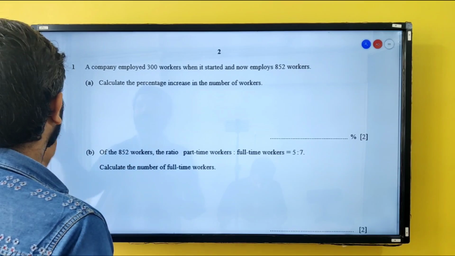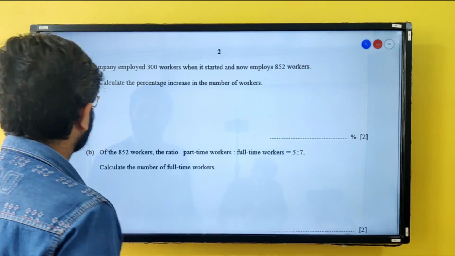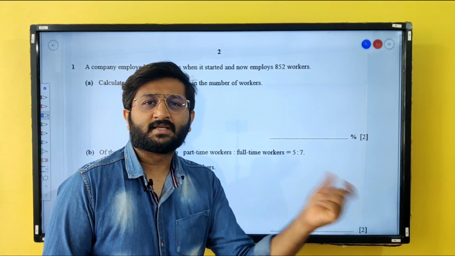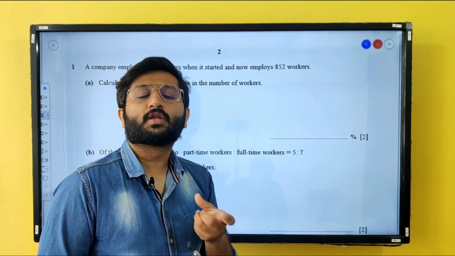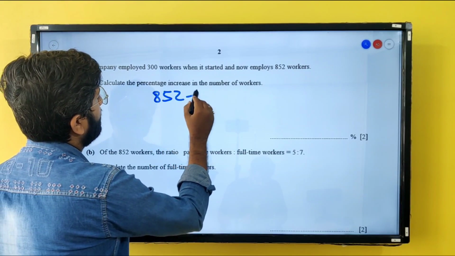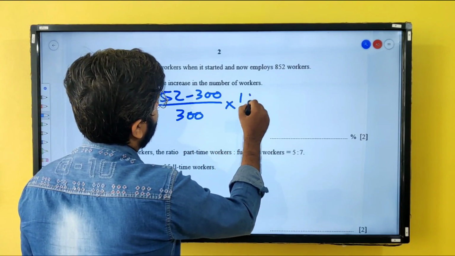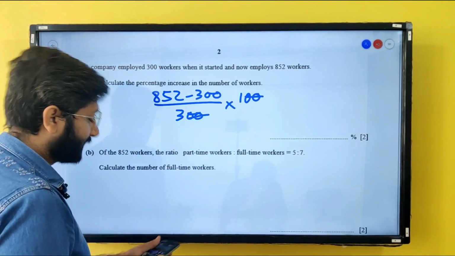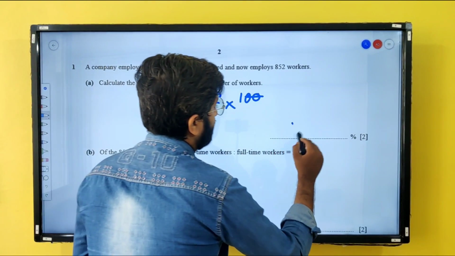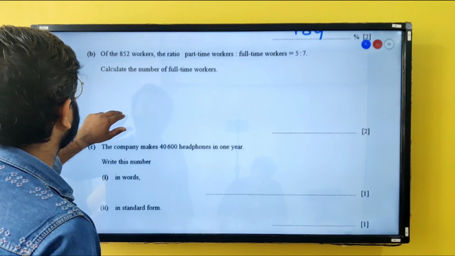Question number 1. A company employed 300 workers when it started and now employs 852 workers. Calculate the percentage increase in the number of workers. So we know percentage increase is change in value upon original value into 100. So the change is 852 minus 300 upon original value into 100, right? The zeros will get cancelled. So we have 852 minus 300 divided by 3. So 184% is the percentage increase.